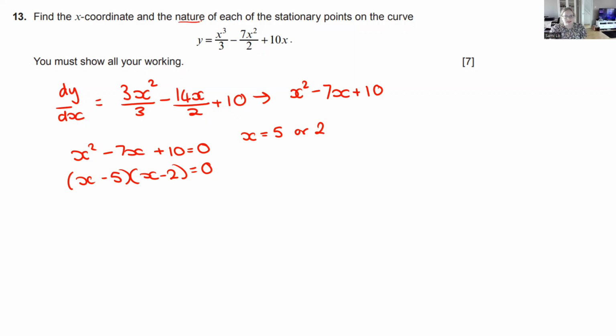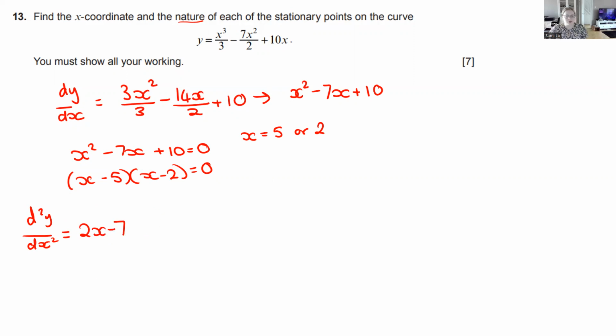Now, the next part is the nature of the points. To find the nature of the points, we have to differentiate again. So we're going to get d2y by dx squared, so 2x minus 7, and that's that.